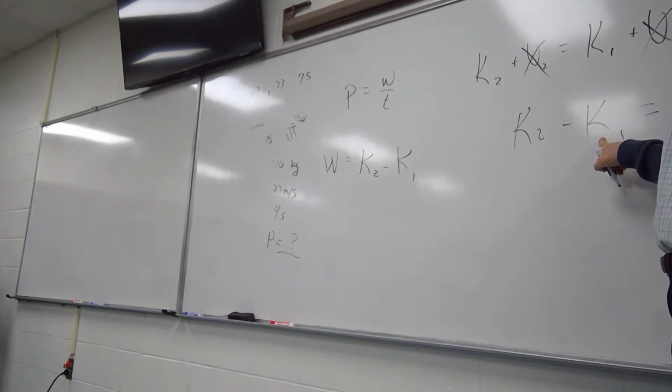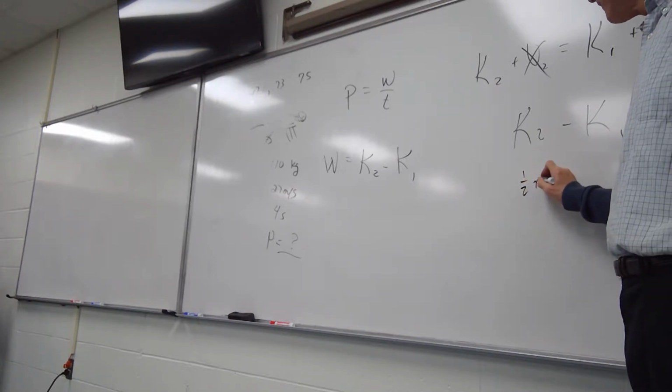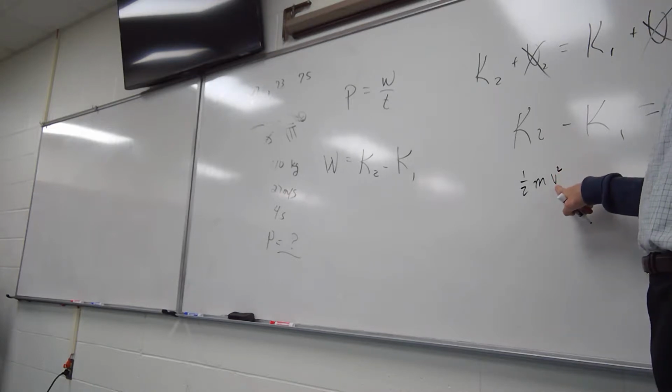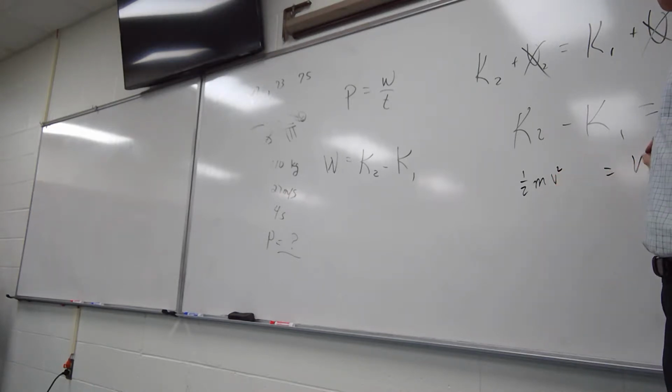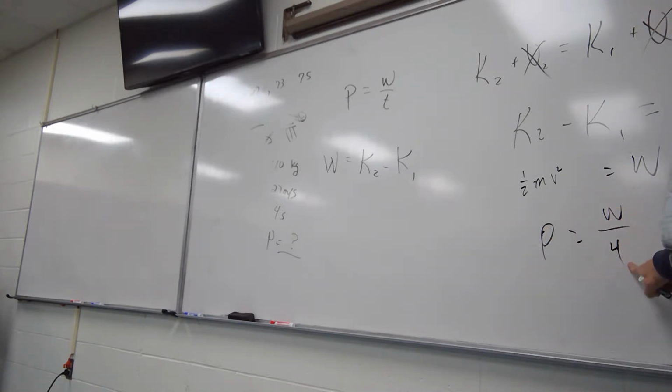And K1 was 0 because the cheetah started out at rest. It wasn't moving, so that's 0. So K2 is simply 1/2 mv squared, where the v is 27. And that's equal to the work done by the cheetah, and then the power would be that work divided by the 4 seconds. So that's the time it took the cheetah to do that. So that's that answer, I think. That comes out to be 10,000, or at least it rounds off to 10,000 watts. Joules per second, or watts. That's the first part of 67.